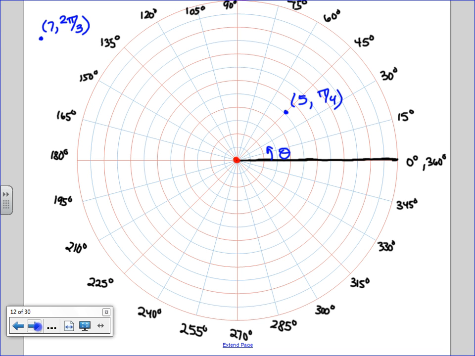7, 2 pi over 3. 2 pi over 3, second quadrant. What reference angle? Second quadrant, and where would it go? 120 degrees, because 2 pi over 3 is 120, so how far out am I going to go? 7. 4, 5, 6, 7, right? 1, 2, 3, 4, 5, 6, 7. Good. What if I was to give you the point?